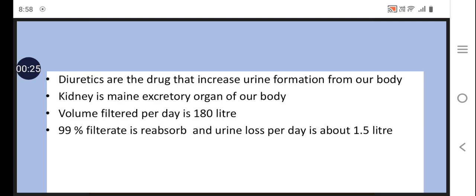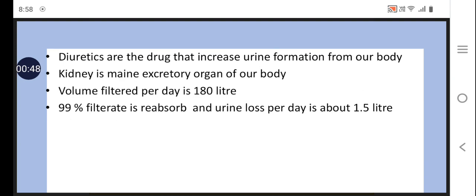And as we know, the kidney is the main excretory organ in our body. Our kidney produces approximately 180 liters of filtrate per day, but 99% of the total filtrate gets reabsorbed in our body, and only 1.5 liters of urine is produced per day. This is the normal process of urine formation. But diuretics are drugs that increase the amount of water that is lost from the body through the urine.